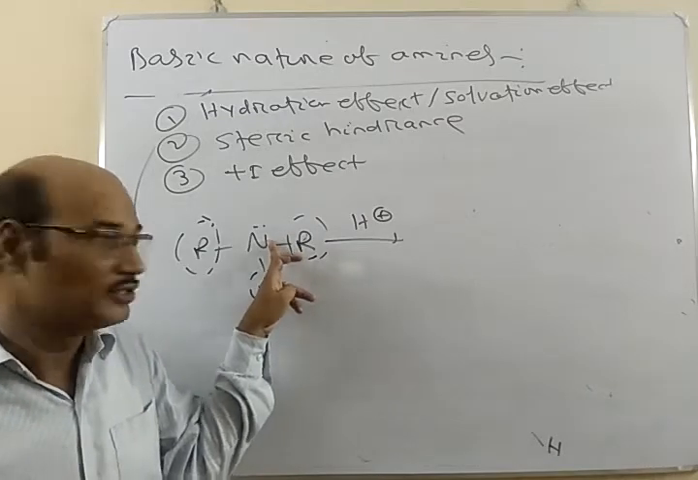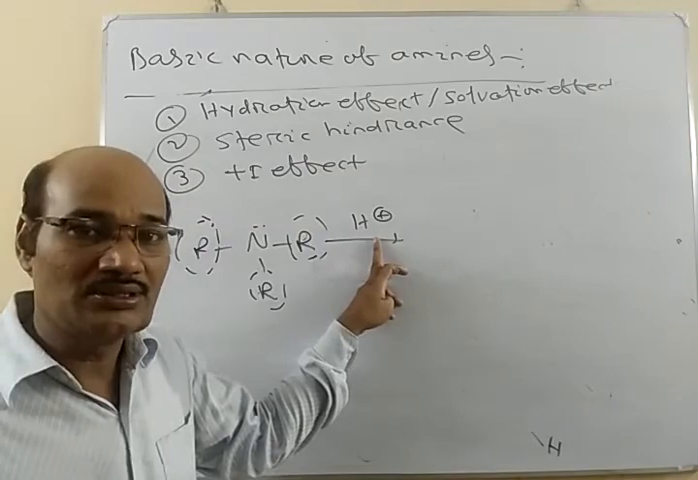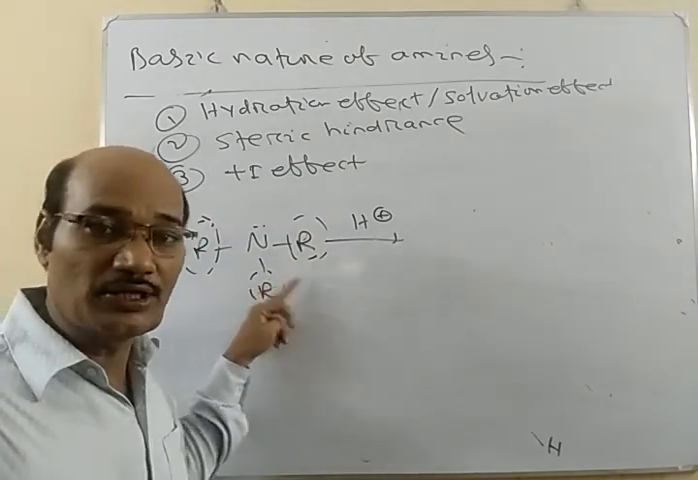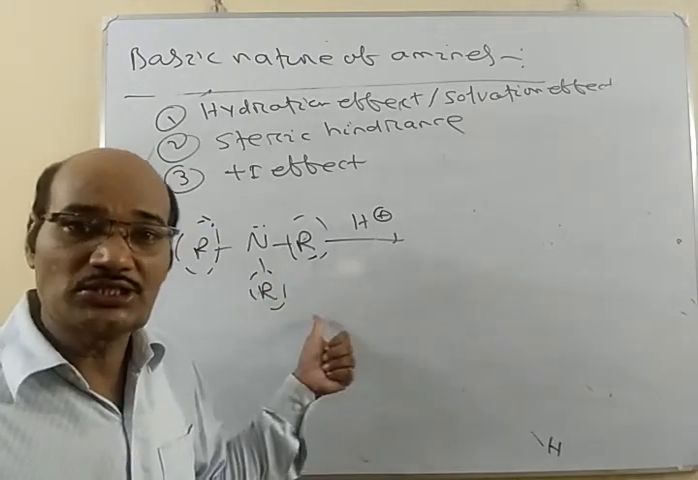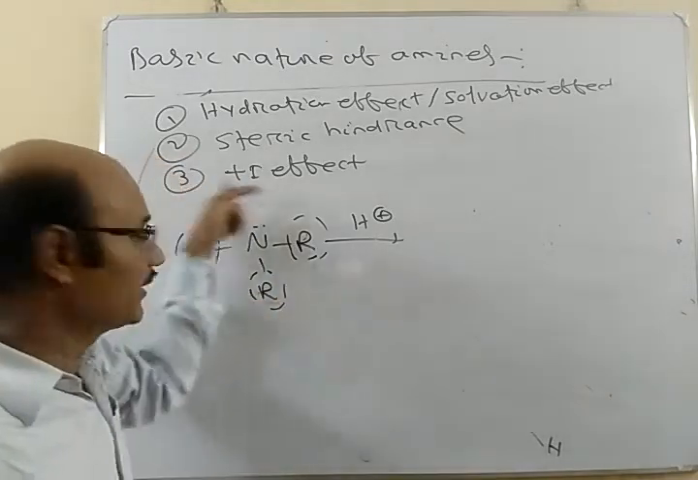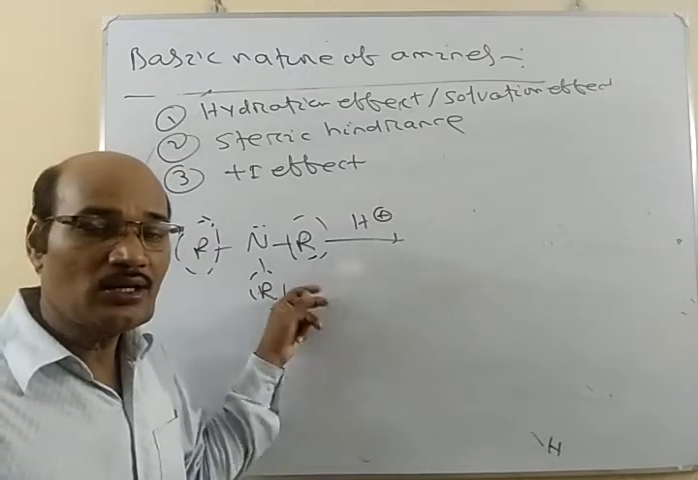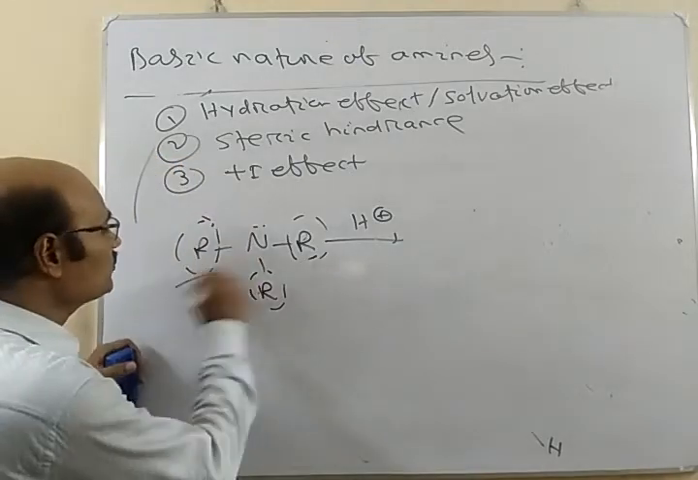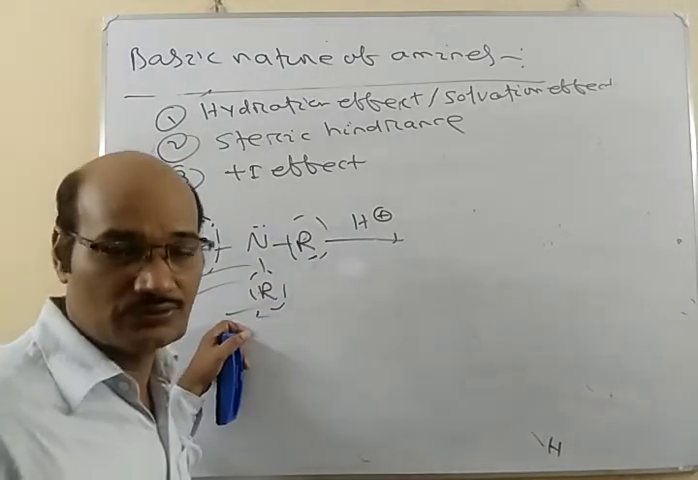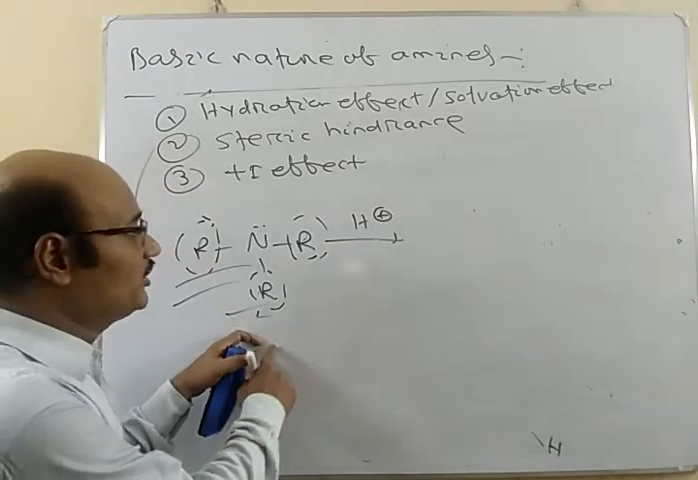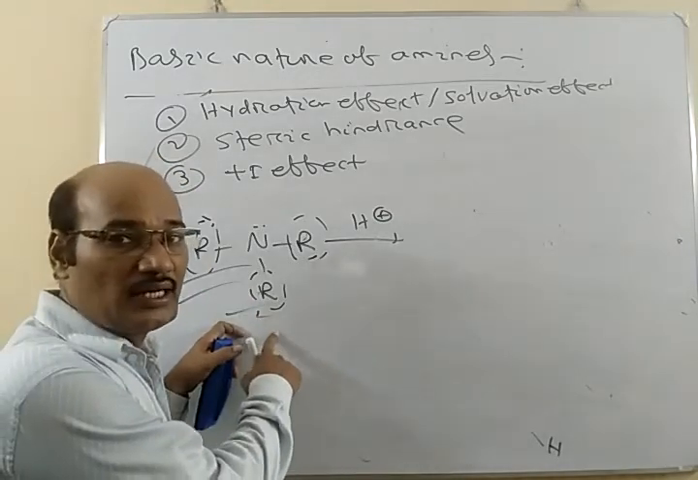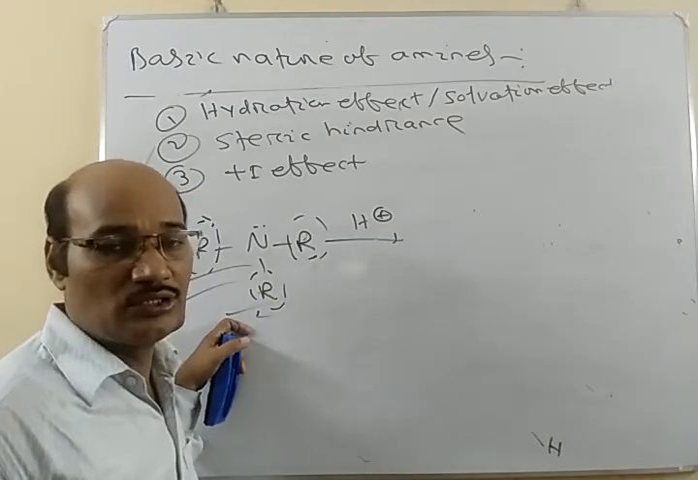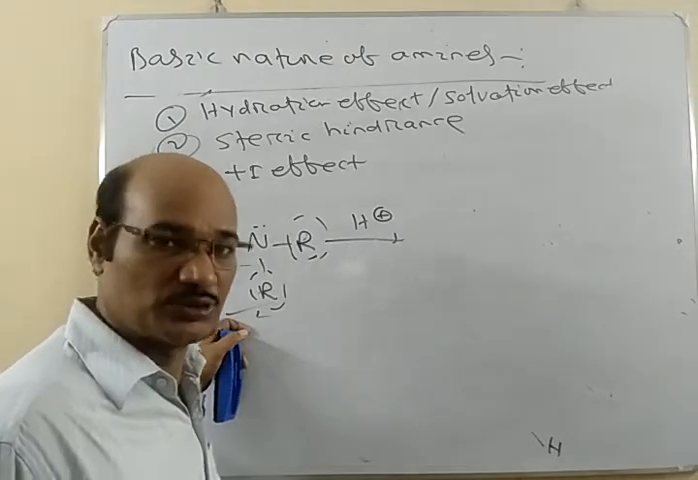That means the proton cannot be attached easily if more alkyl groups are present on the nitrogen atom. Because tertiary amines have 3 alkyl groups, they do not allow the proton to attach easily. This effect is called steric hindrance. So if you consider tertiary amines, they are less basic. But the primary amine has no such alkyl groups, so it is more basic.